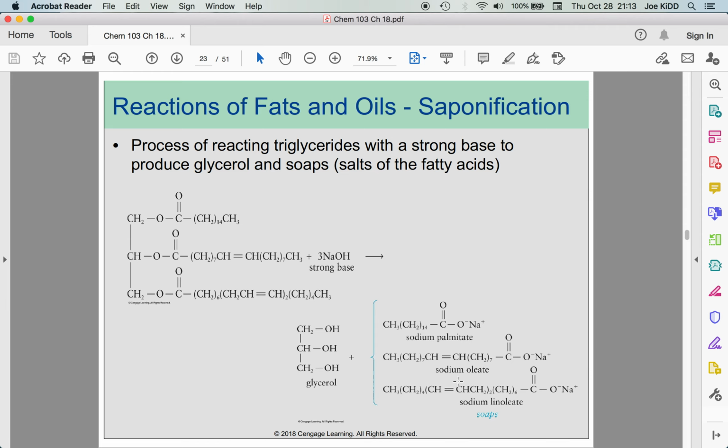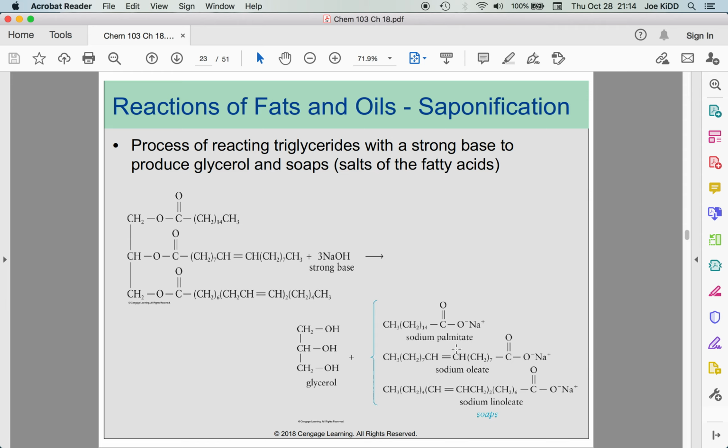If we are to take them apart under basic conditions, remember, just like we learned in chapter 16, or what was that, 15 in unit 2, if we have esters and we break them apart using a strong base, we'll get our glycerol back out, which would be our alcohols, but we can no longer produce those acids because we're under basic conditions. So an acid can't exist under basic conditions.